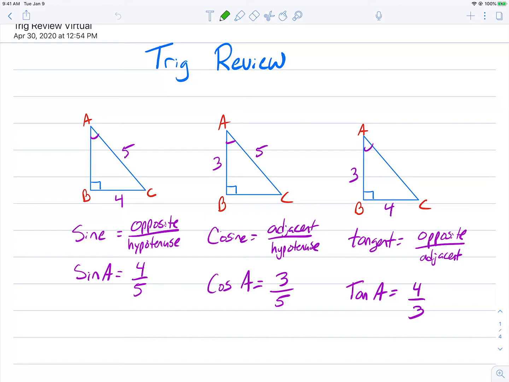So this first day is something that we've already done. We did it a lot right before spring break. So this is actually in your notebook already. So a basic trig review.